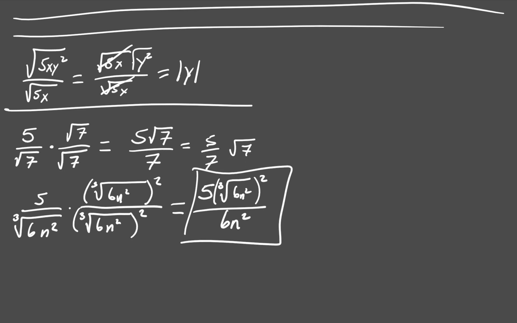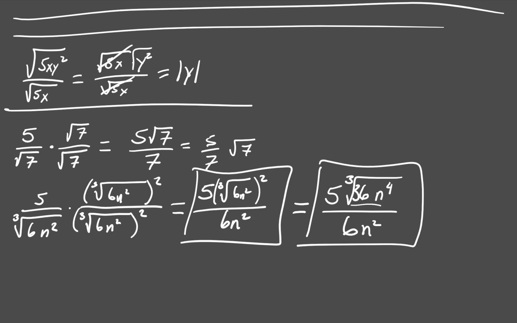Some people might not like that I'm squaring something that's already inside of a cube root, so we can put that squared inside. I could also write this as 5 times the cube root of 36n to the 4th, squaring everything inside here: squaring 6 gives me 36, squaring n squared gives me n to the 4th. That is also a nice way to write this. Either of those I think is acceptable. This is maybe slightly more simplified.